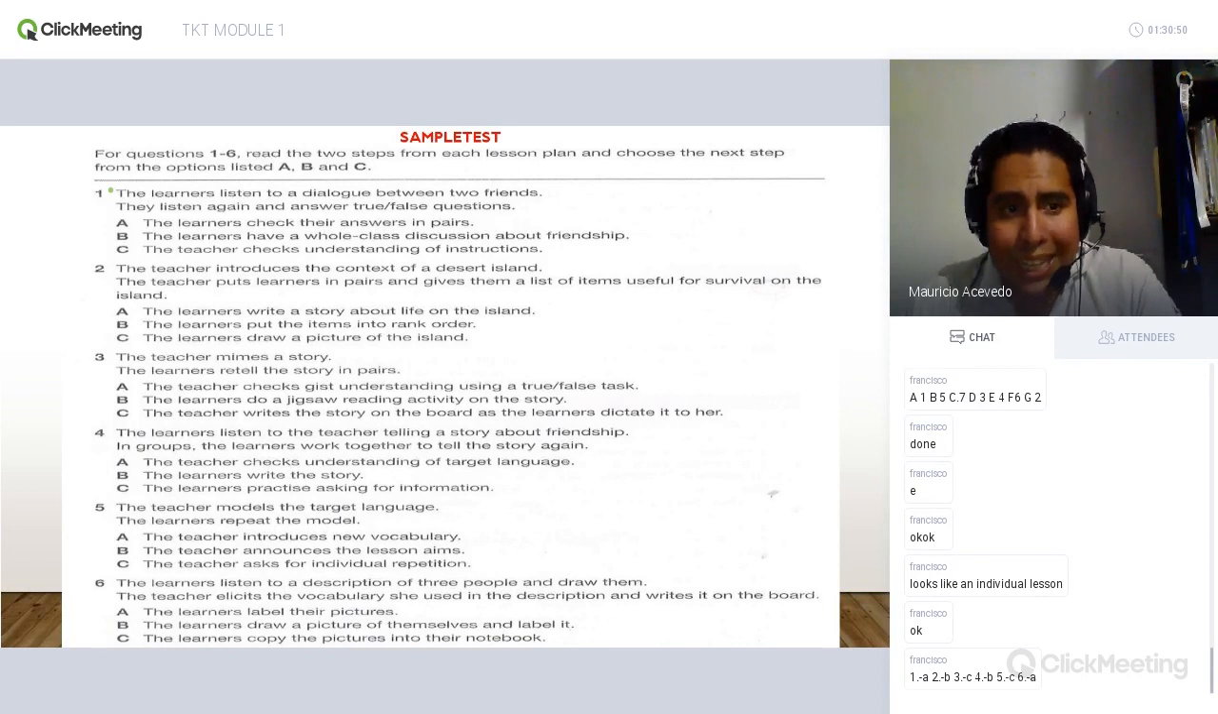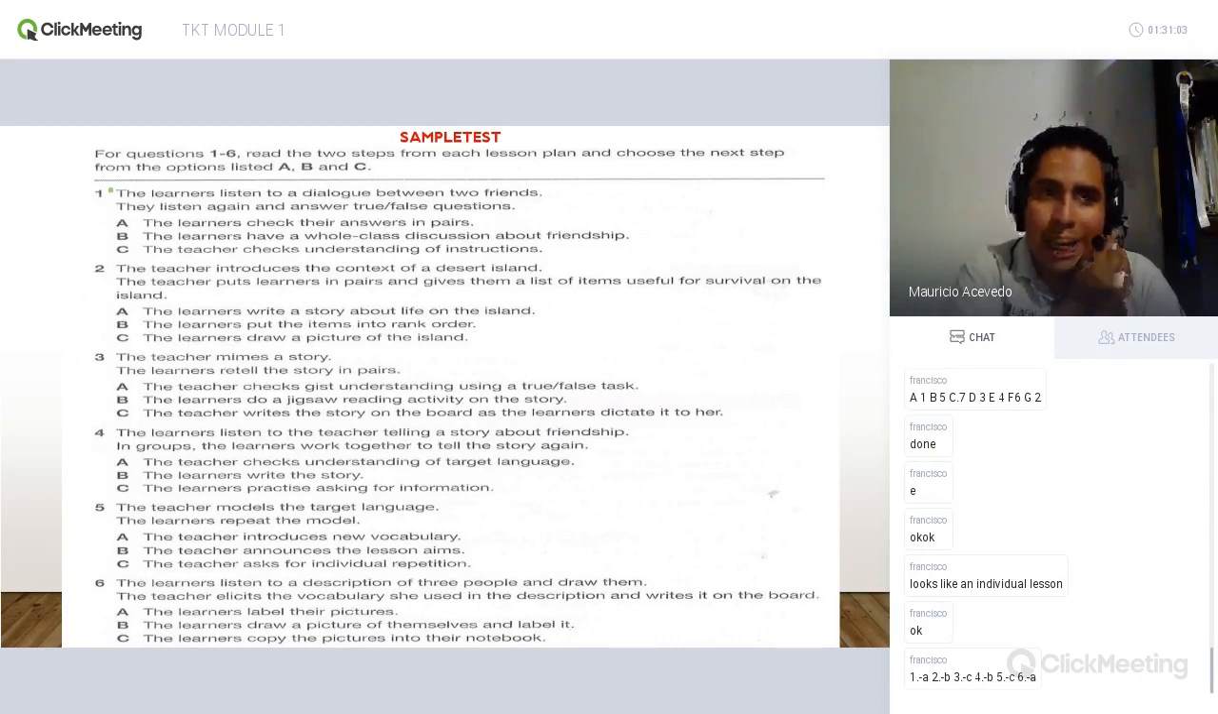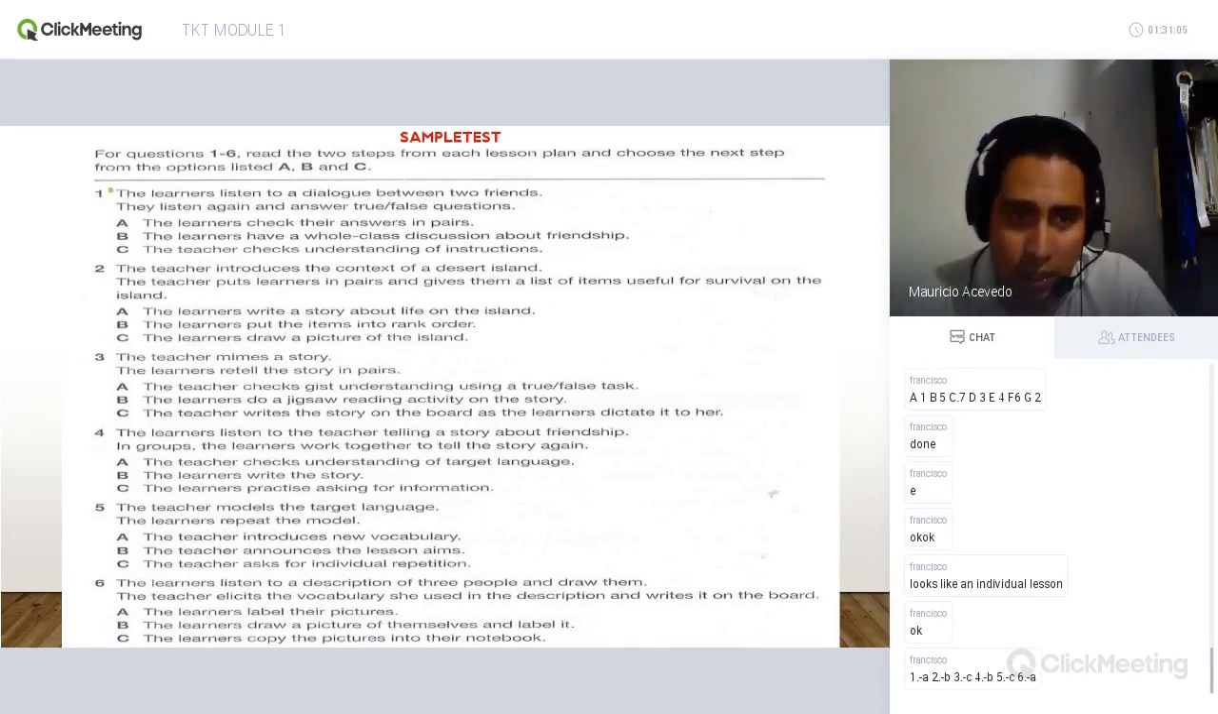Number three for you is letter C. The teacher writes the story on the board as the learners dictated to her. Because they are going to learn a story, right? Then they are going to retell the story in pairs. And for you, Francisco, in the end, they are going to tell the story to the teacher. Maybe. Mhm.